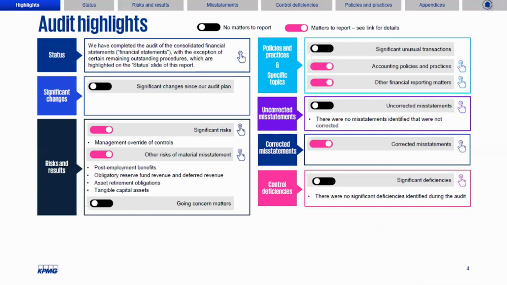The second item is we're not reporting any items that remain uncorrected in the financial statements. So you may recall from our planning report back in the fall, we do our work, which includes tests, and we may identify items that need to be corrected in the financial statements. There was one correction, it was fairly minor, but after that, we do not have any others that remain to be corrected. So this is good news.